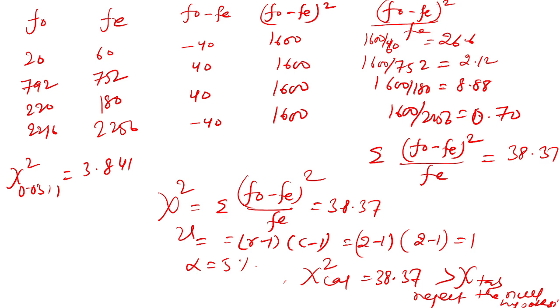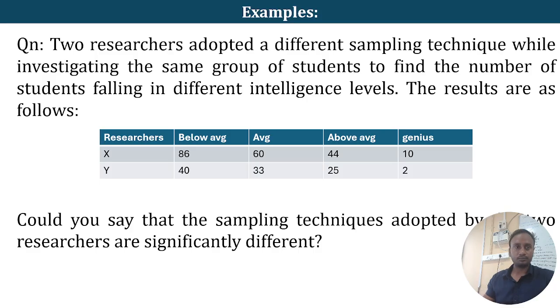So the next idea will be goodness of fit for the uniform distribution, or goodness of fit for the binomial distribution or maybe the Poisson distribution. In that case, the expected value has to be computed differently. Different sampling techniques can be applied while investigating the same group; in the same problem we can get a 3 by 3 contingency table and then apply it.